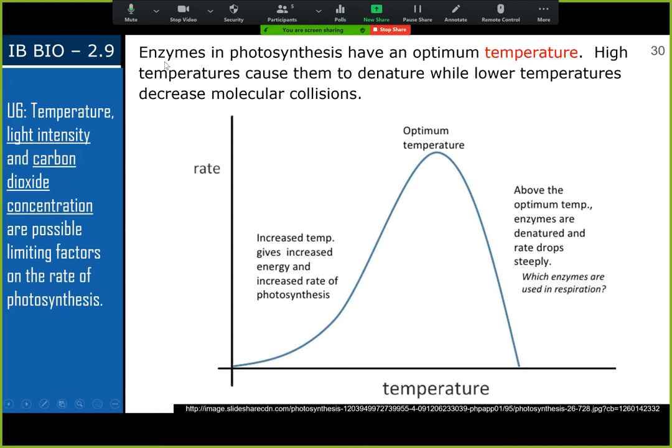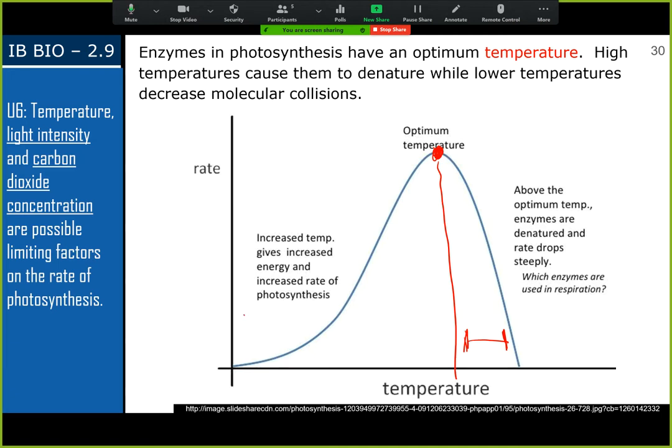So, the enzymes in photosynthesis have an optimum temperature as well, because like I said, most of the chemical components that are facilitating these chemical reactions in the chloroplast, they're enzymes. They have an optimum temperature and they have an optimum pH. So, temperatures that are too high, right? Here's our peak, here's our optimum. Temperatures that are too high are going to cause the enzymes to denature. And as those enzymes denature, photosynthesis decreases, right? Because they can't do their job anymore.